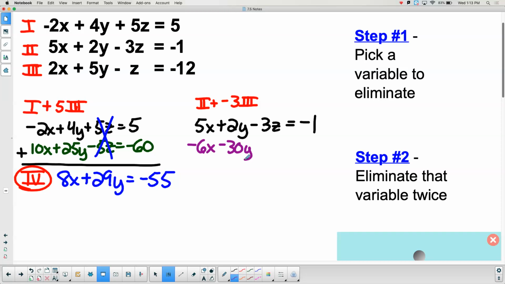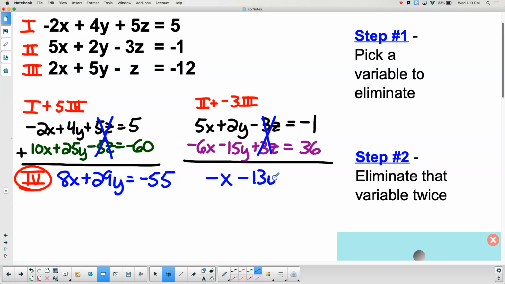Oh, check that. I was multiplying by 6, not by 3. Negative 6x minus 15y plus 3z equals 36. Yes? Call that equation number 5.